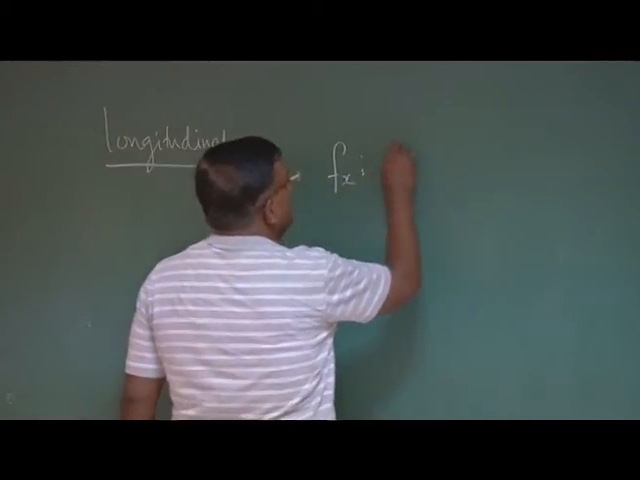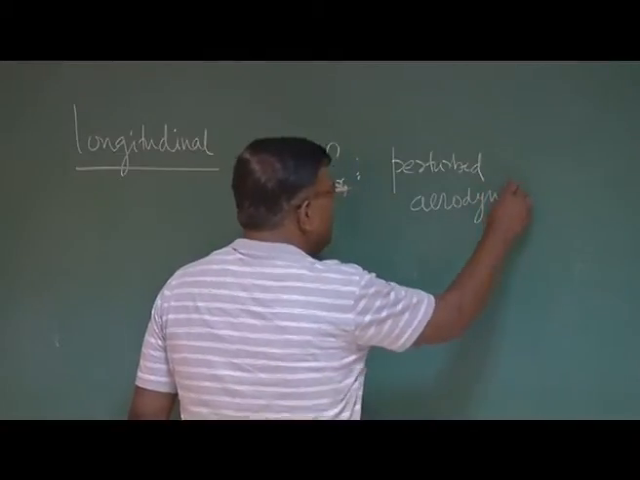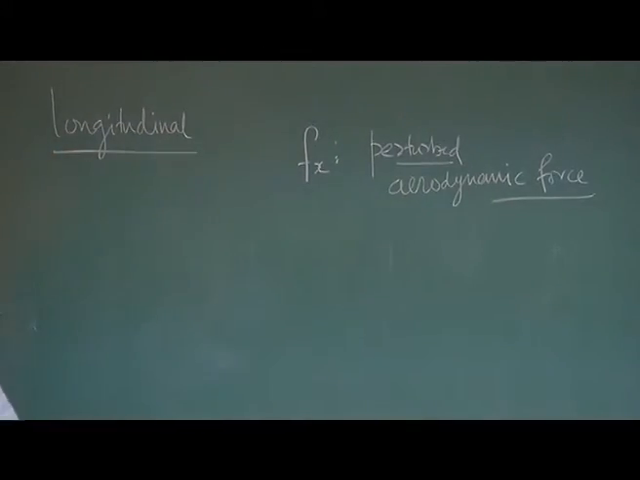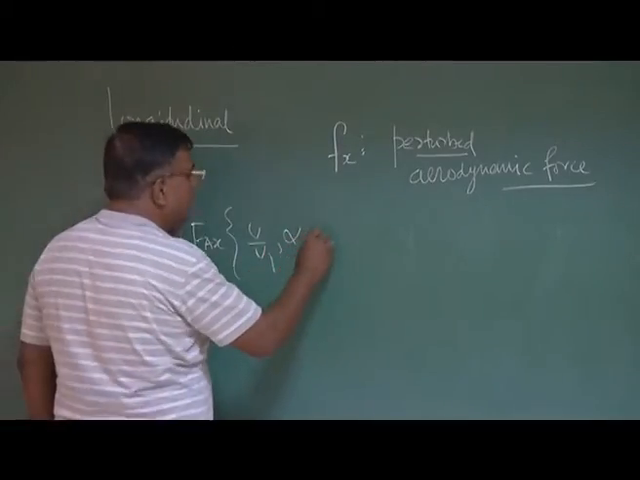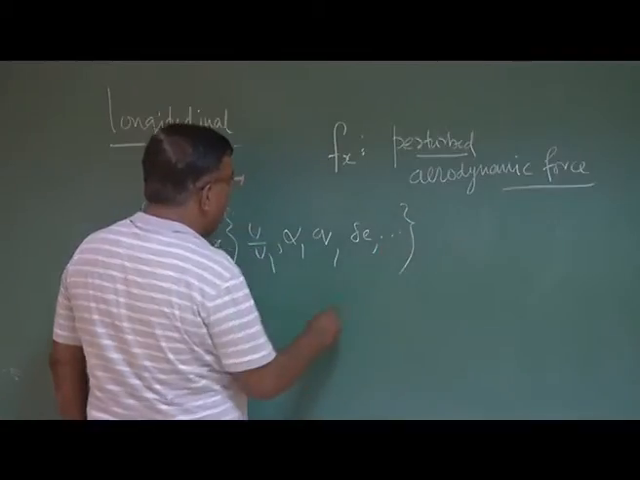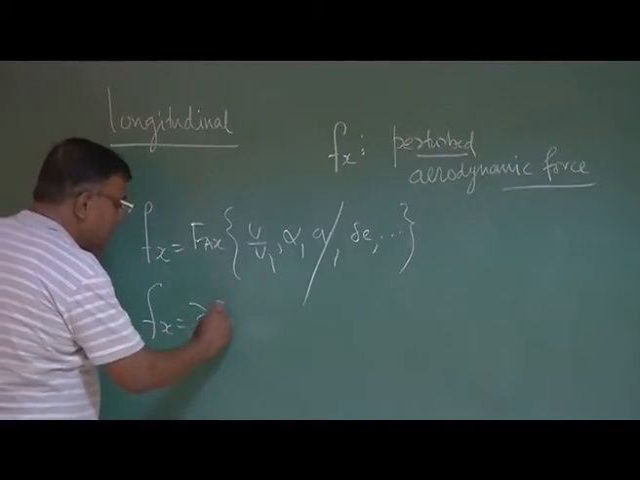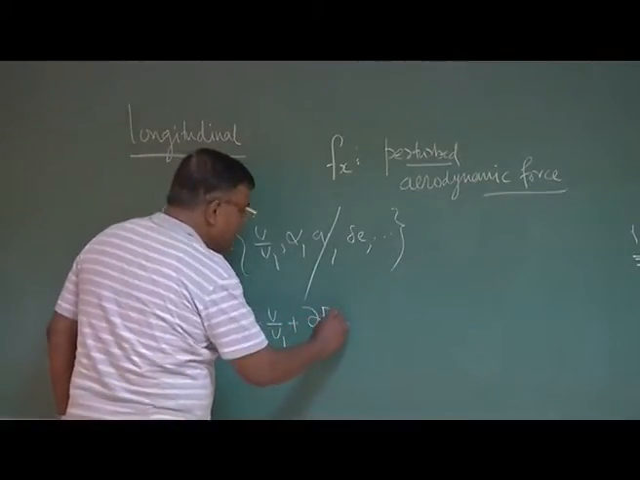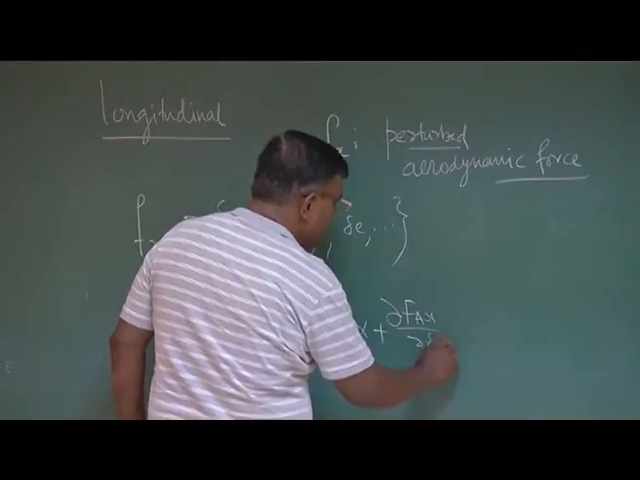Right? In that, if we check your notes, we have some term called Fx. And what was Fx? Fx was termed as perturbed aerodynamic force. Right? And when you say perturbed aerodynamic force, we need to estimate this, and we wrote Fx equal to Fax, a function of U by U1, alpha, Q, delta E, etc. For Fx, we said Q effect is negligible, and we wrote this Fx as dFax by du by U1 into U by U1 plus dFax by d alpha into alpha plus dFax by d delta E into delta E, like this.